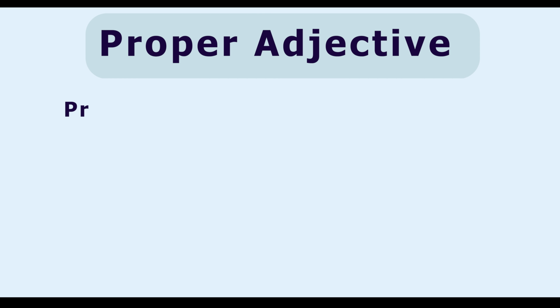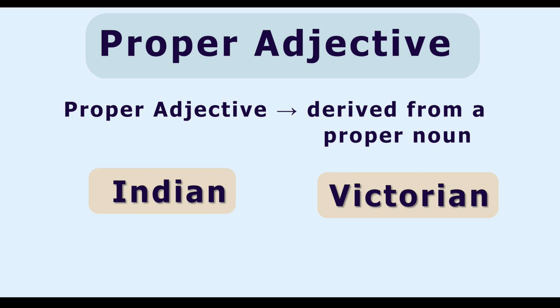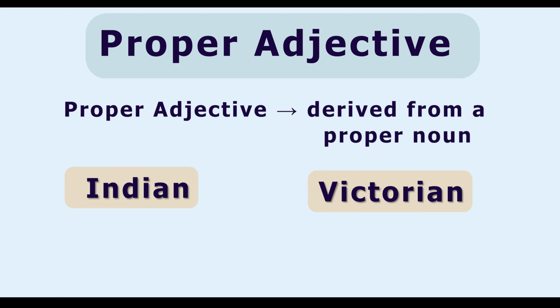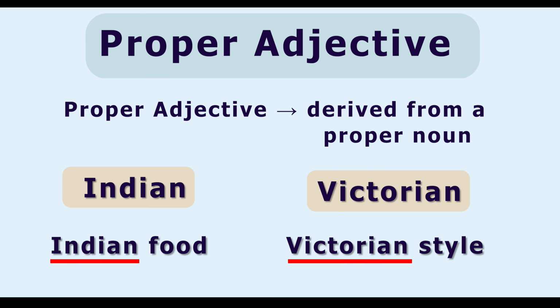Finally, proper adjectives come from proper nouns, such as Indian, Victorian, Japanese. For example, Indian food. Here, Indian is a proper adjective formed from the proper noun India. Another example, Victorian style. Here, Victorian is formed from the proper noun Victoria.